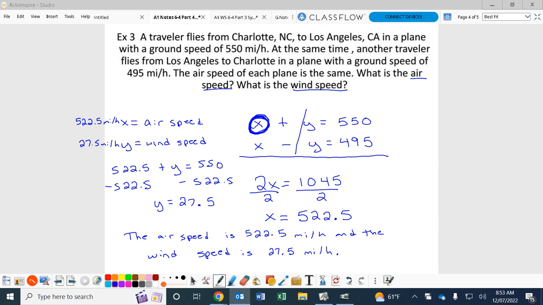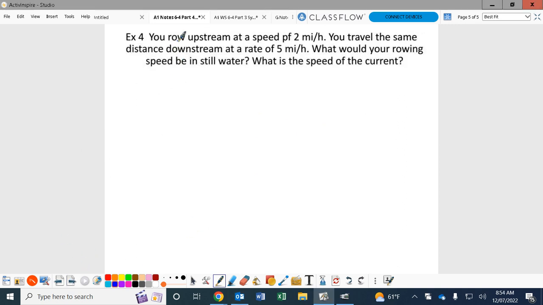Okay, let's see if we got this set up right. Let me see how I do it. So you row upstream 2 miles per hour, you stay just downstream. What is your rowing speed? It's still water with speed and current. So x is going to be your rowing speed.